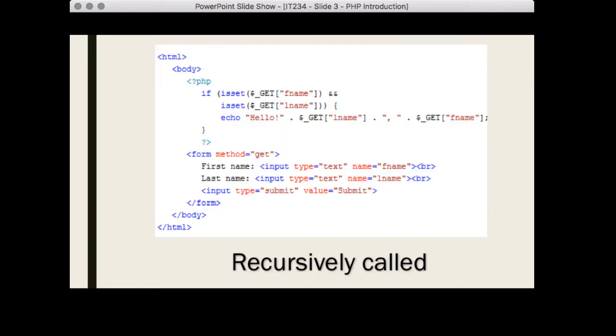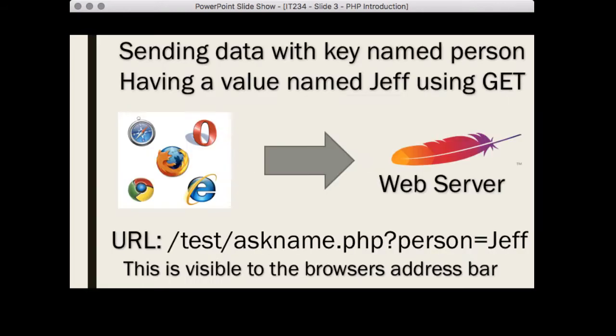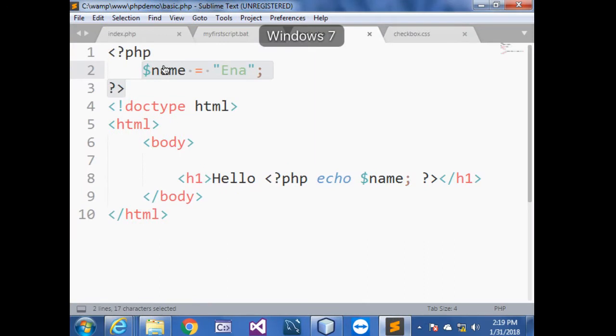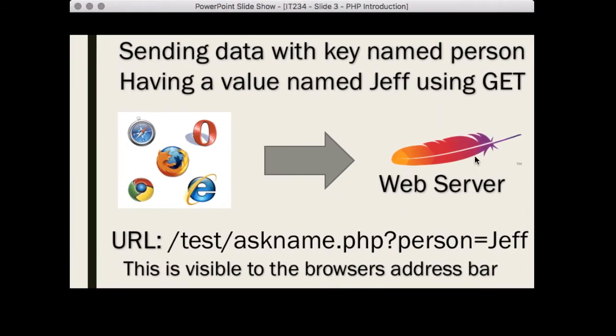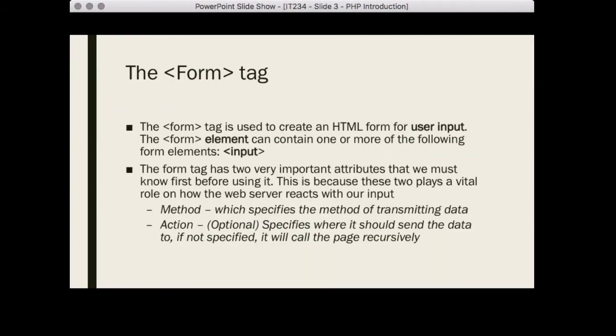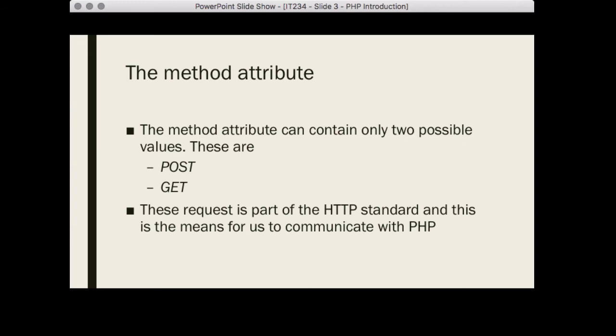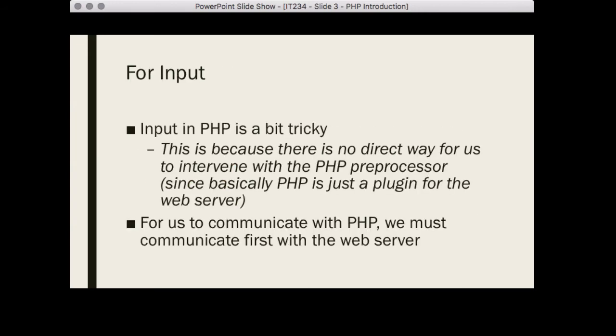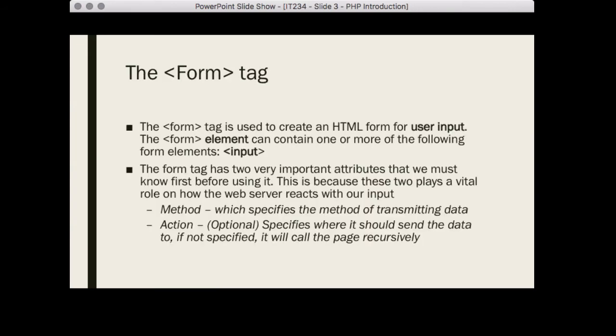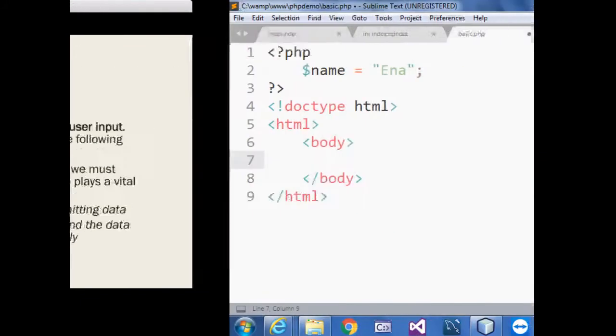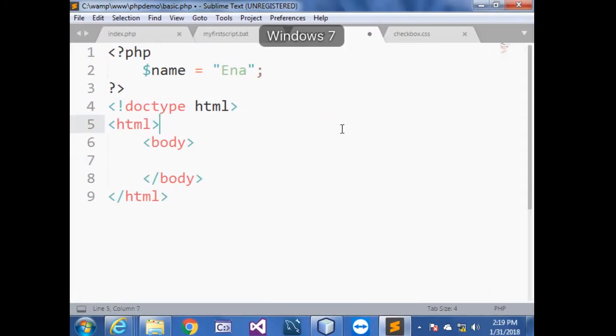So for example, we have a code over here. It's much better to see it in practice. We will use this one. What are the two attributes again? These are method and action, and the values are POST and GET. So let's start first with modifying the basic.php.